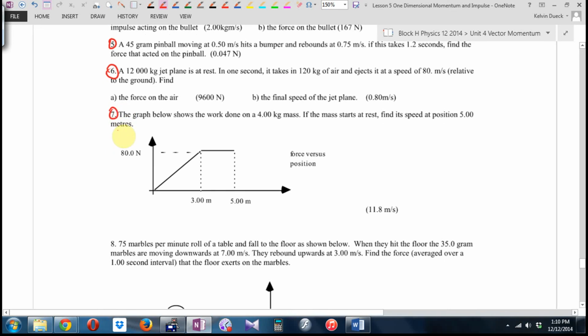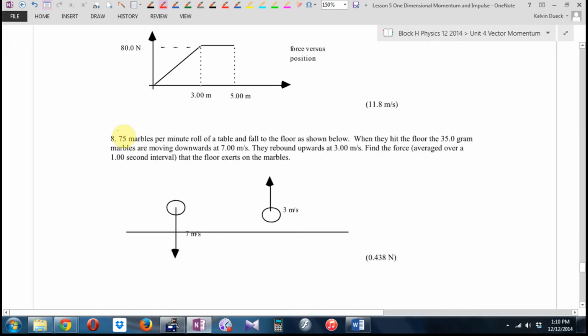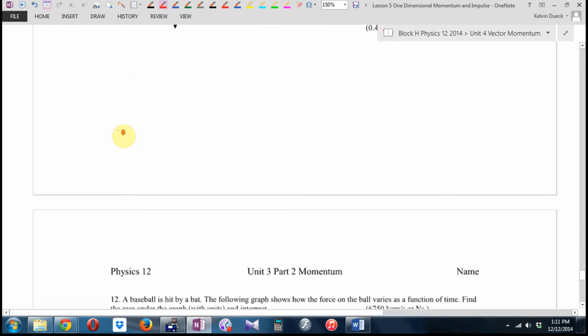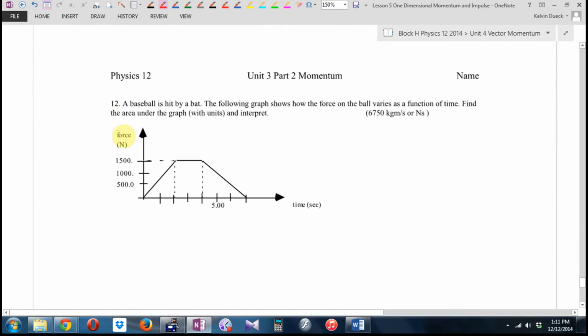I'm going to skip 8. I know I've assigned it in the past, and I can never get the answer that's there, but I also seem to recall maybe fixing the answer, but I can't quite remember, so I'm going to nuke it. Although it's kind of cool, when you're bouncing something, that's a collision, and it's a nice change in direction. You have to let maybe down be negative and up be positive, but I'm going to nuke number 8. 12 is good.